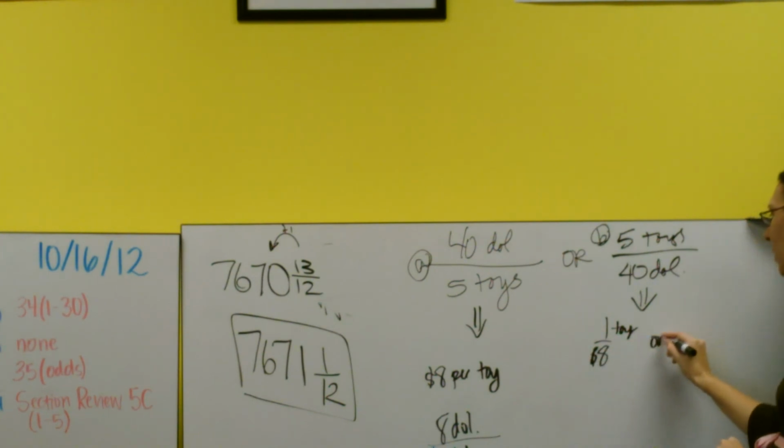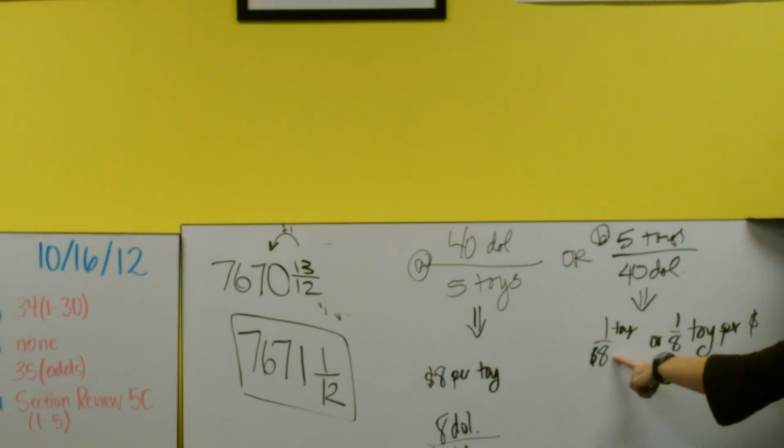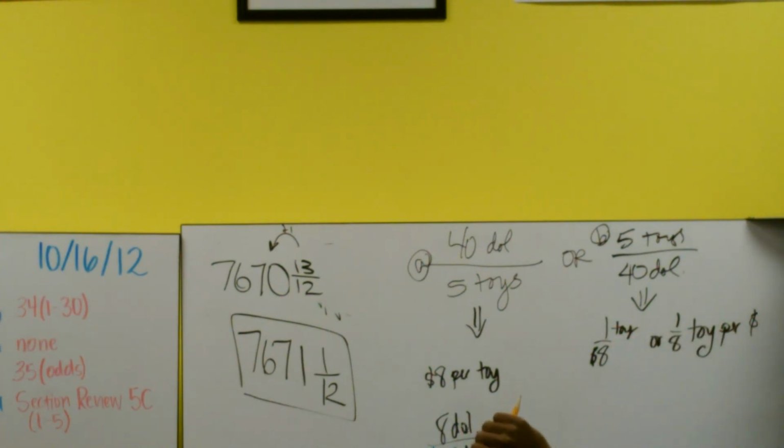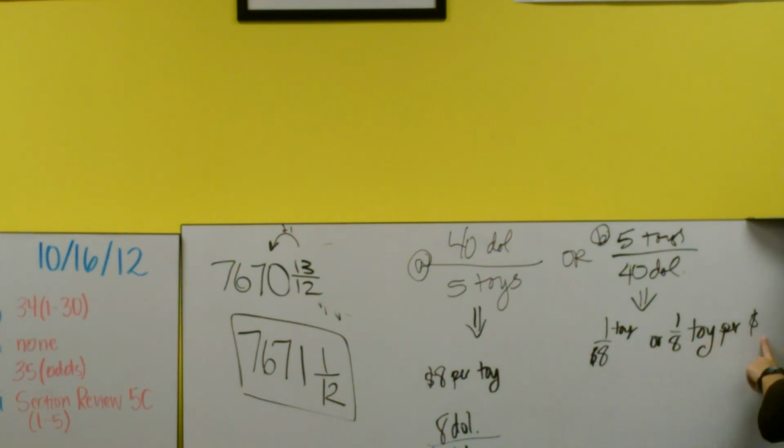We could also say 1/8 toy per dollar. Okay, you see that, right? That's complicated. It's the same. 1 toy per 8. It's the same, but it makes it seem different. It makes it seem different, but that would be an acceptable way to do it. We want to make sure we explore all the acceptable ways, okay? So 1 toy per $8, 1/8 toy per dollar.